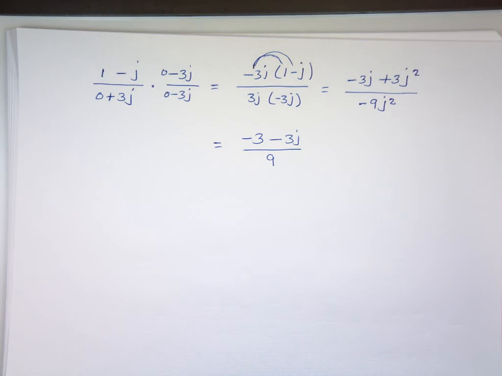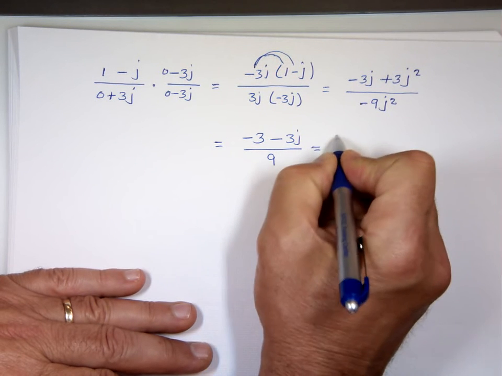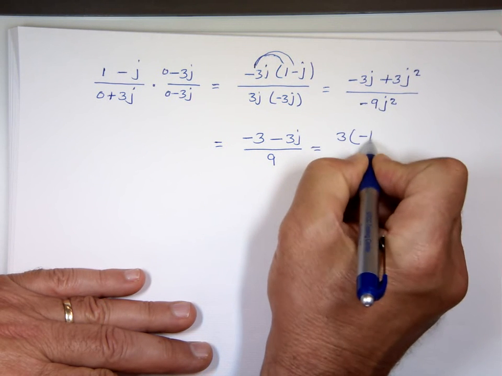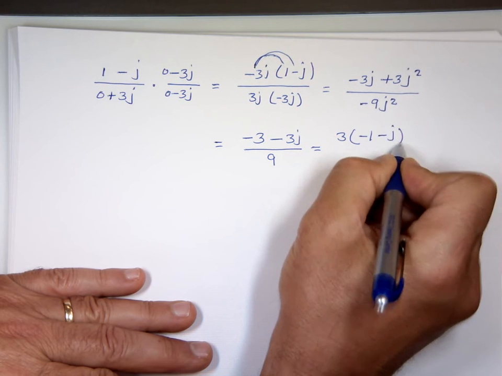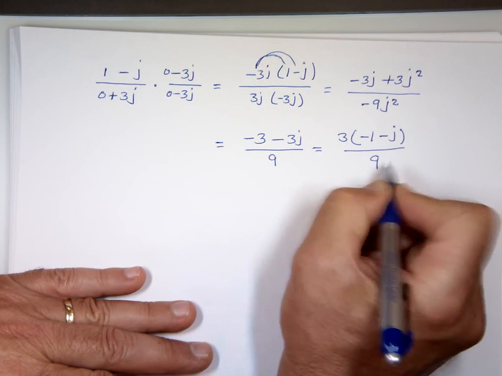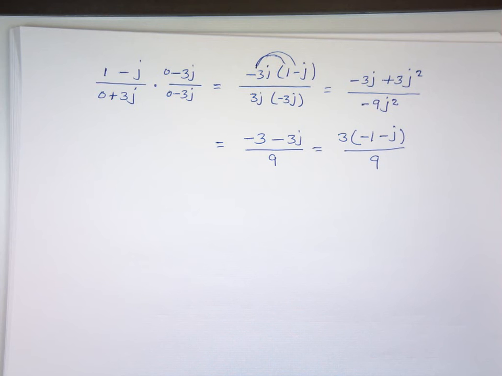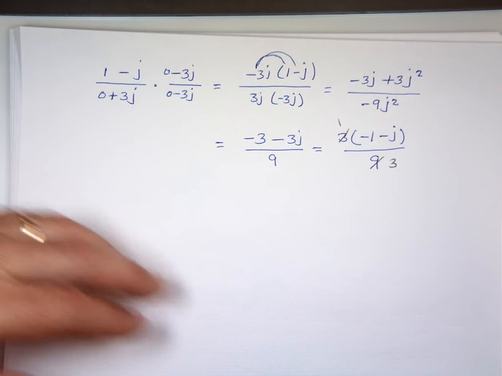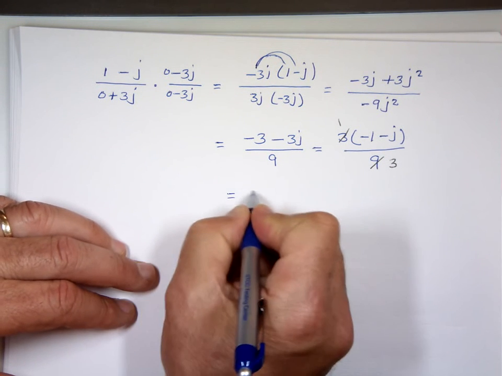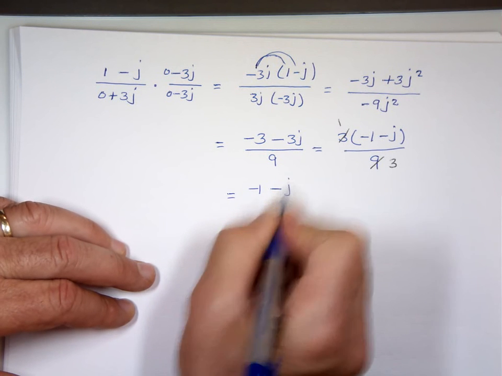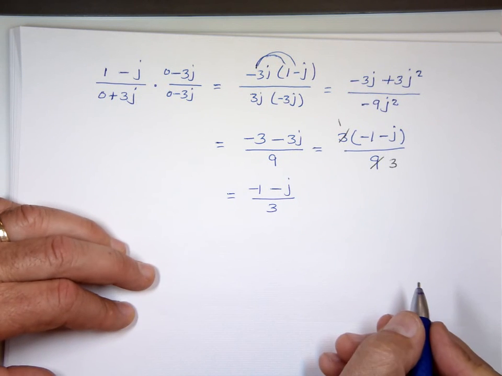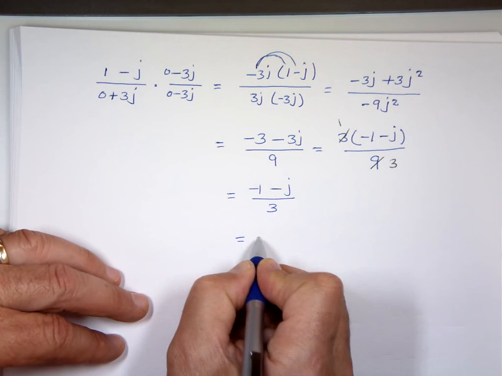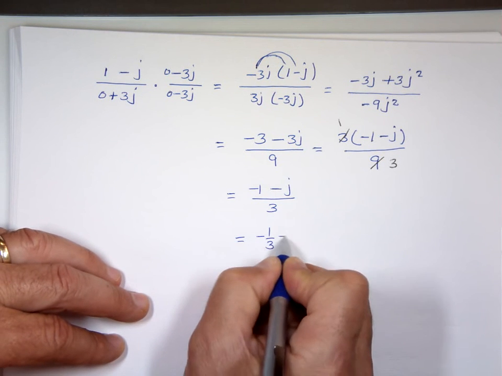And if you want, you can look at the top, factor 3 out. To simplify, if you factor 3 out, you have negative 1 minus j. Not if you want, you have to do it. You have to simplify your answer. Doesn't matter if you want it or not. So by 3, this is 1. By 3, this is 3. So my answer is negative 1 minus j over 3. And if you want to write it as a complex number, you go negative 1/3 minus 1/3 j.